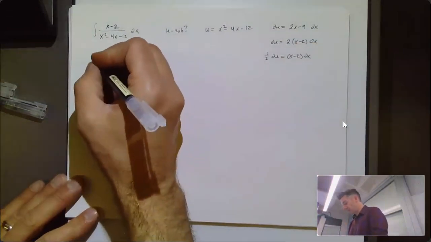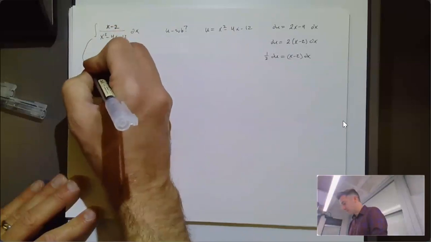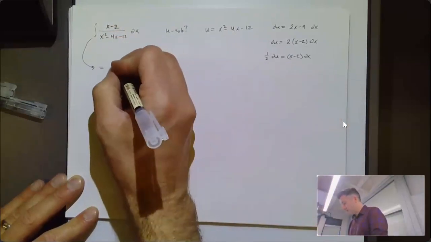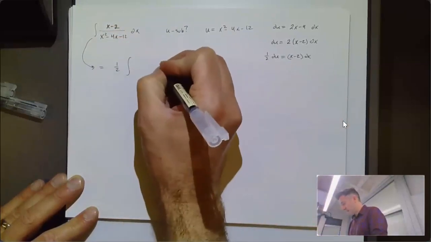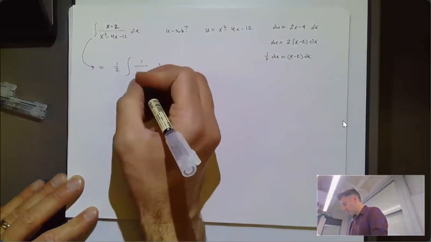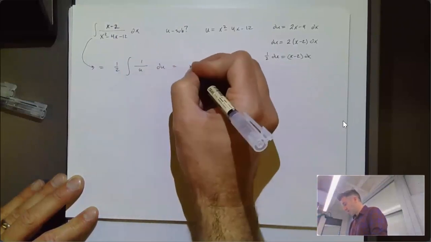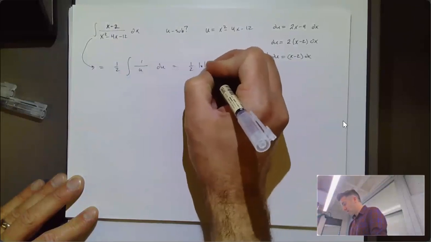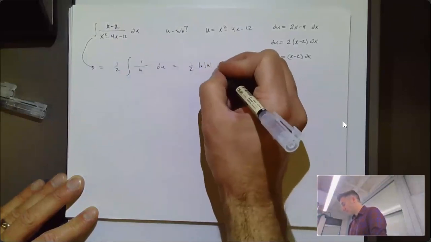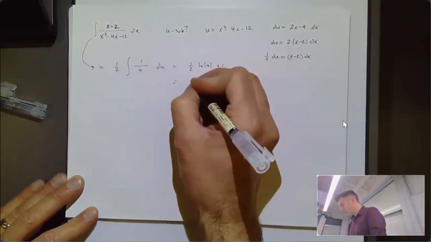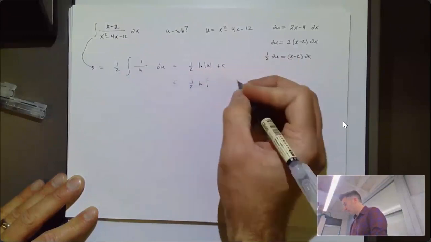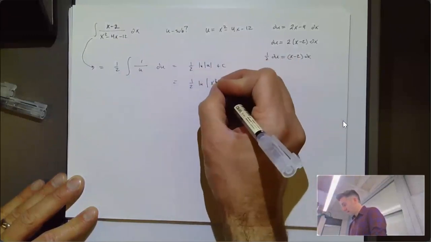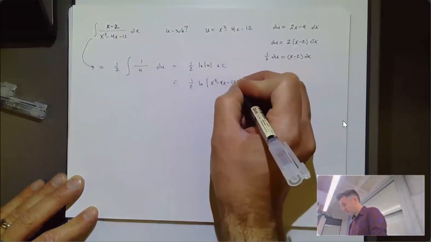So we're going to say this is equal to 1/2 du. Then I have a 1 over u. And so the integral is going to be 1/2 natural log of the absolute value of u plus c, which is then 1/2 the natural log of the absolute value of x squared minus 4x minus 12.